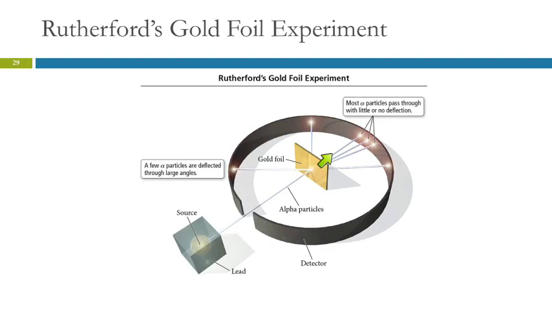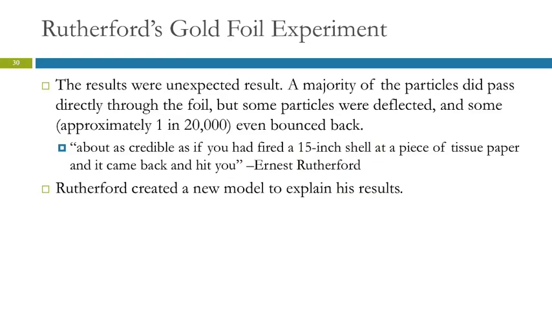So most of them did go straight through. Some of them got bent a little bit, but some of them bounced back. So you shoot a cannonball at a piece of tissue paper, and it bounces off the tissue paper and hits you in the face. How could that happen? It can't happen, right? So the results were unexpected.